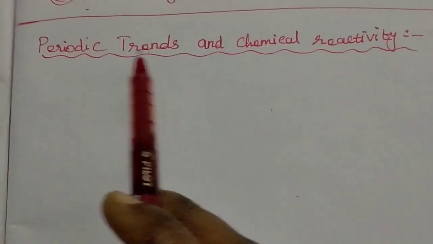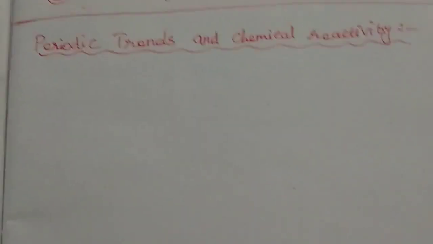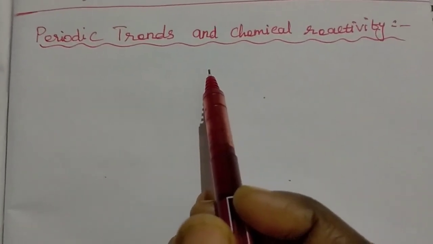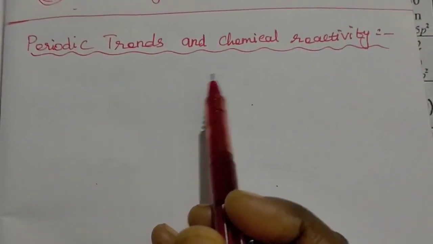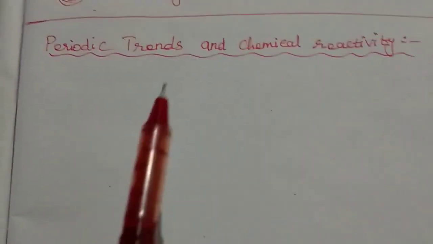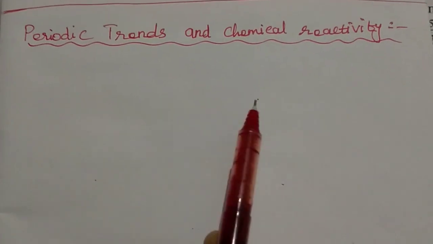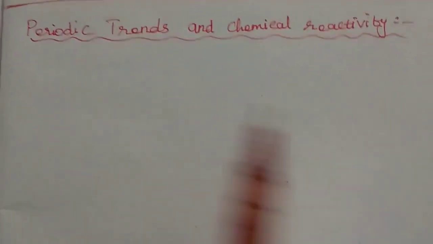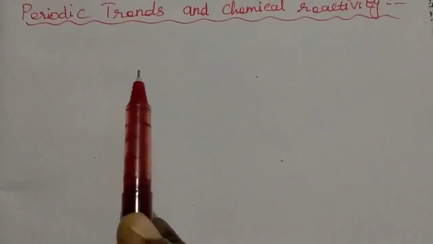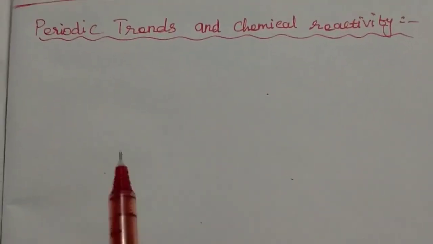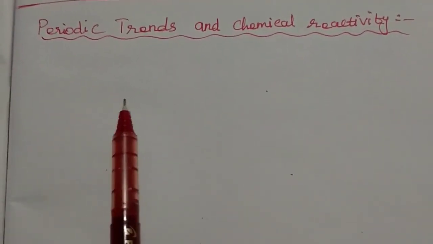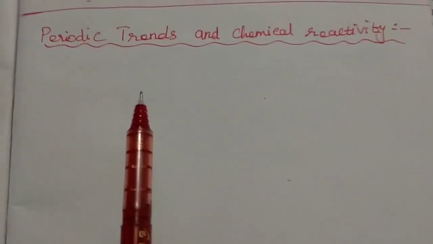Okay, today's class will discuss the chemical reactivity of elements arranged in the periodic table. So, the periodic trends and chemical reactivity. This topic explains the reactivity of elements arranged in the periodic table. It may be a highly reactive one, a less reactive compound, or an inert gas compound. So we discuss the reactivity of all the elements present in the periodic table.